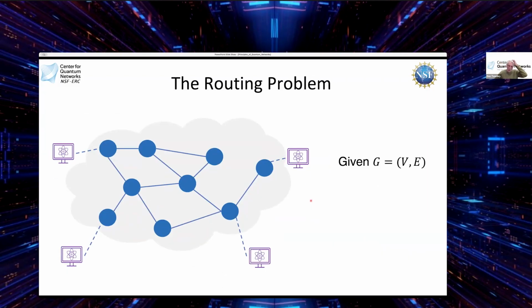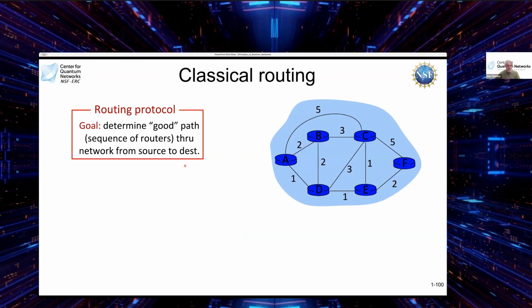So the routing problem is the following. You have a network represented by, let's say, a graph where the nodes in blue are vertices, and the lines in blue connecting the nodes are edges connecting the nodes in the graph. And really what we want is to be able to find paths between pairs of nodes. And so let's just look at what's done classically.